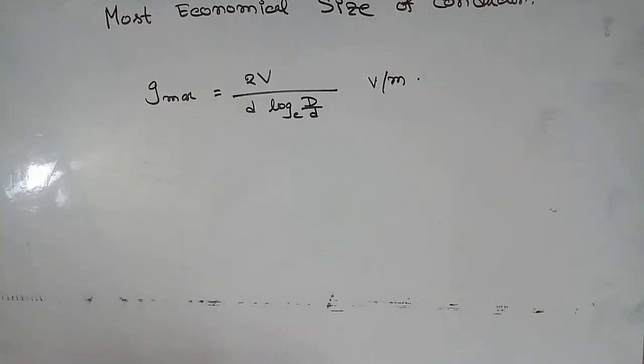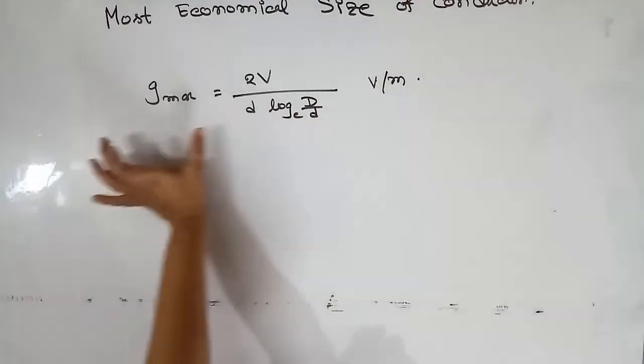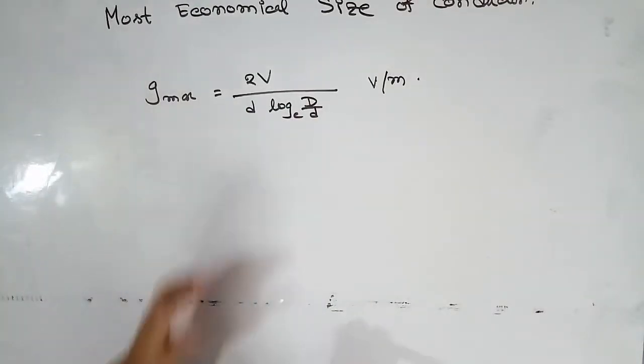Okay, now the values of working voltage V and internal sheath diameter D have to be kept fixed at certain values due to design consideration. Now this leaves conductor diameter d to be the only variable in this expression, and the most economical conductor diameter will be one for which G max has a minimum value. So the value of G max will be minimum when d log e D by d, this term is maximum. So if this term is maximum, then G max is minimum.